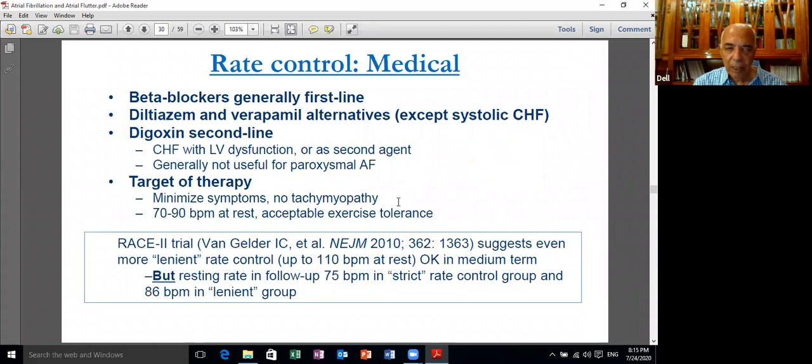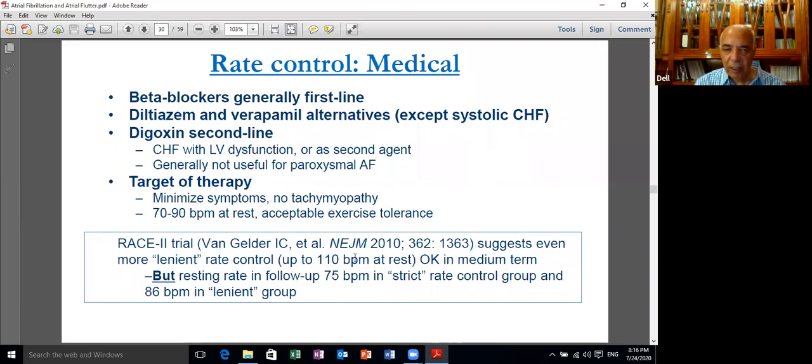So an acceptable rate is actually 70 beats per minute for patients at rest, 100 beats per minute for patients on minimal exercise, 130 beats per minute or around these figures in patients with maximum exercise. Now again, these recommendations obviate the conclusion of another trial called the RACE-2 trial. The RACE-2 trial was comparing a lenient control defined by the investigators as a heart rate of 110 beats per minute at rest against a strict control defined by the investigators as 75 beats per minute.